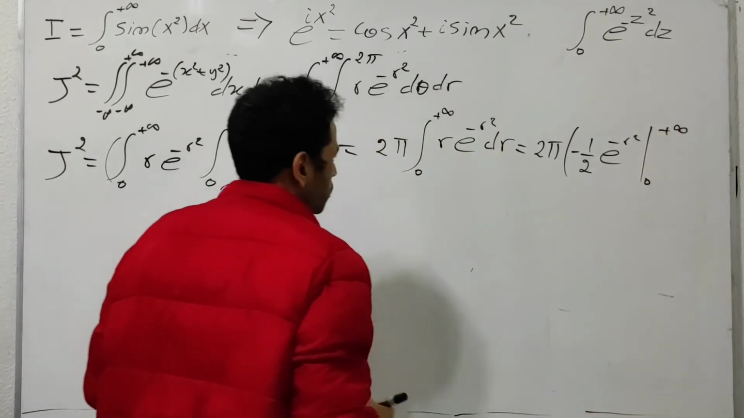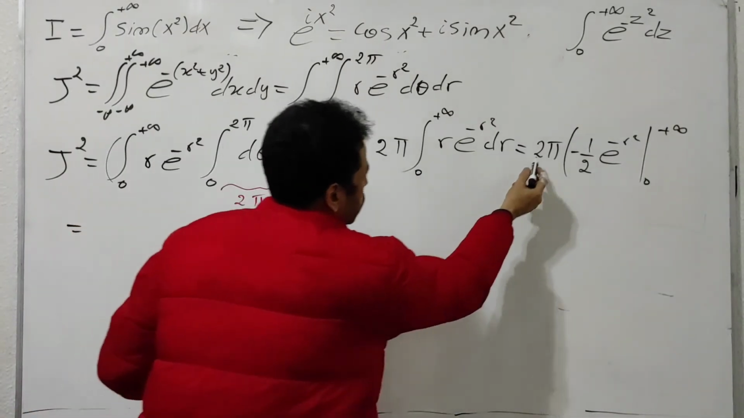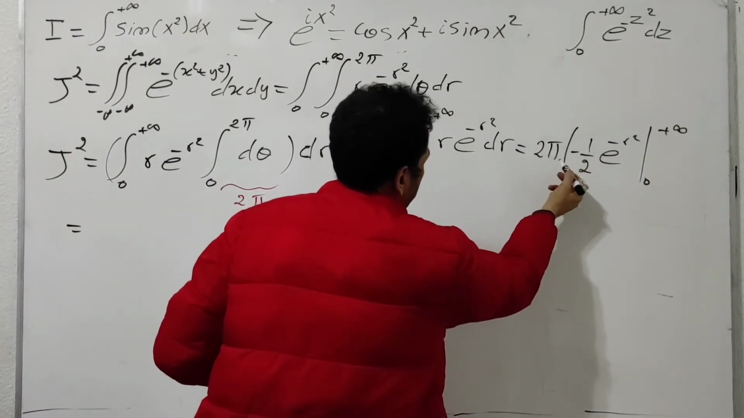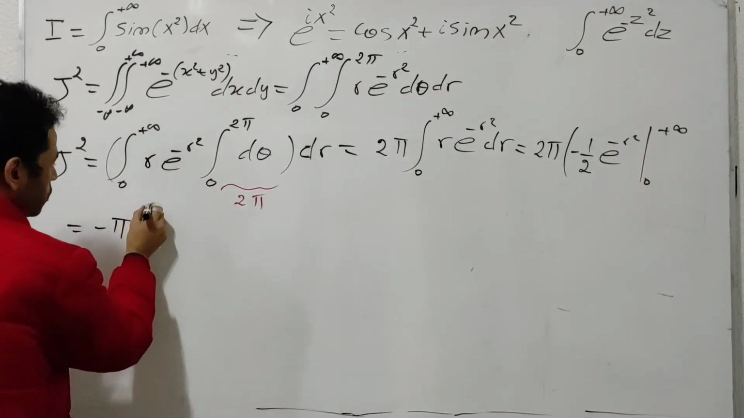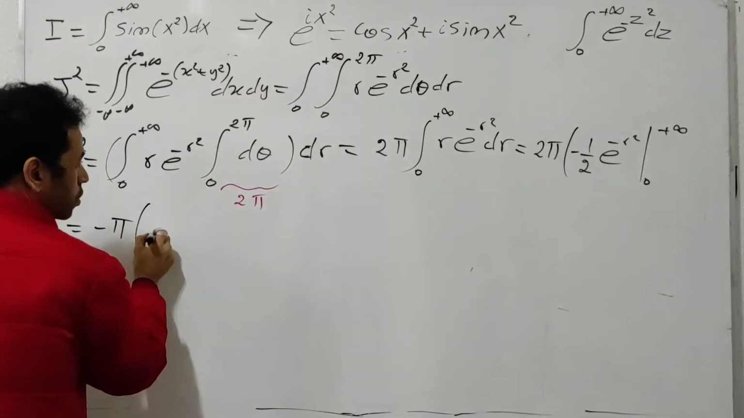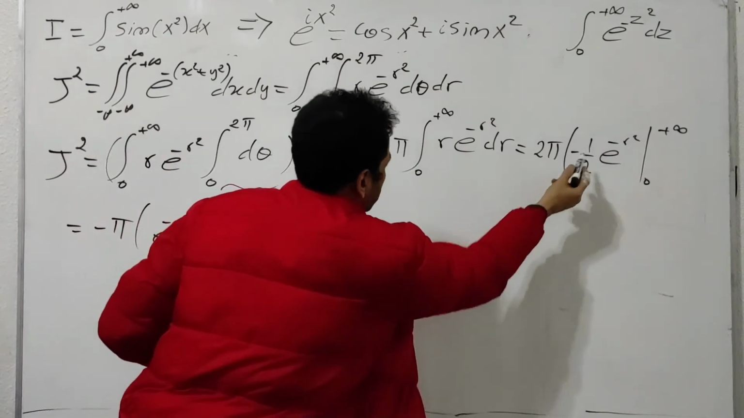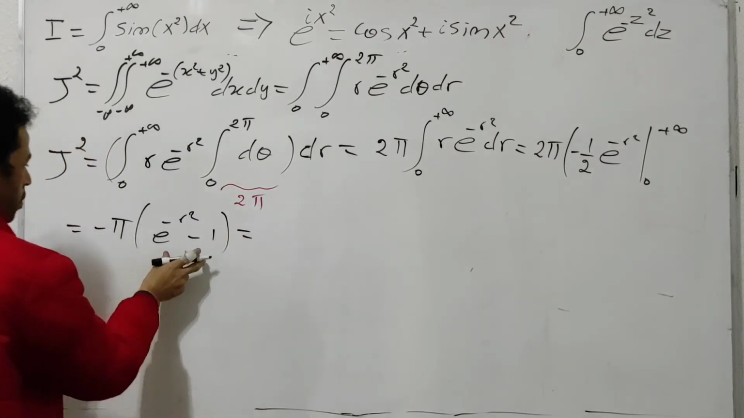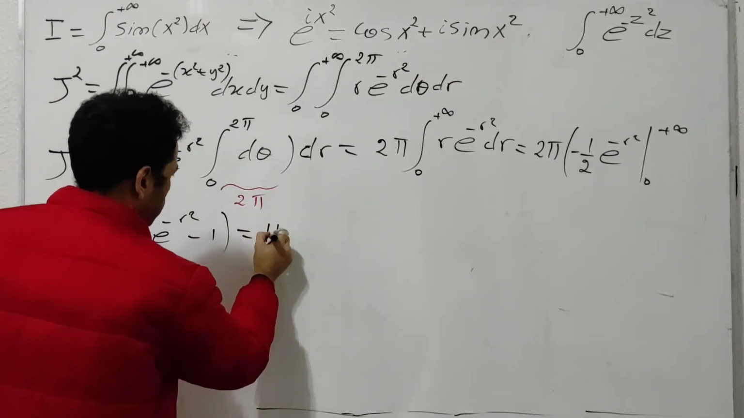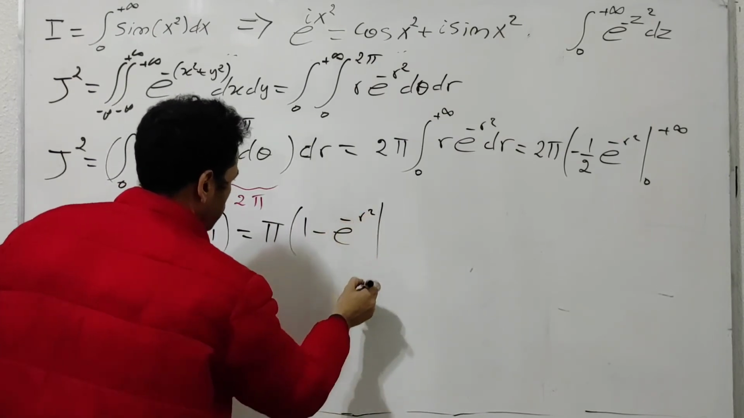So these two will be cancelled out. With this I will get minus pi e to the minus r square. By plugging 0 into this one, I will get minus 1. By switching these two terms, I will get pi multiplied by 1 minus e to the minus r square.